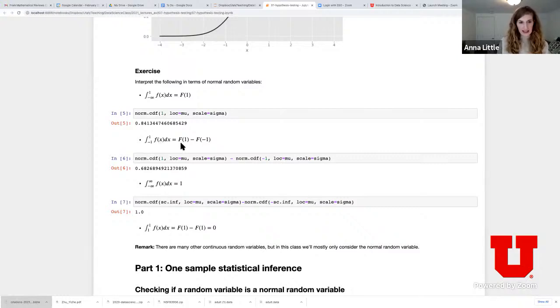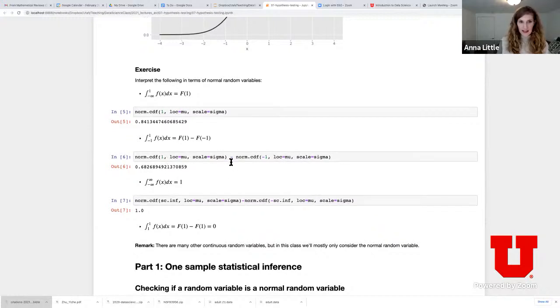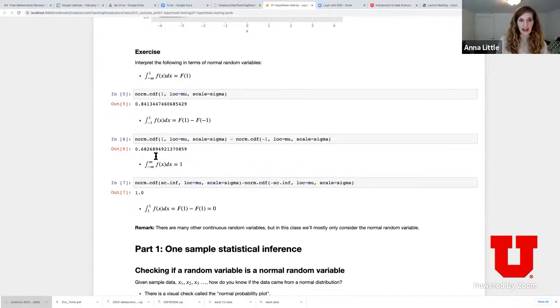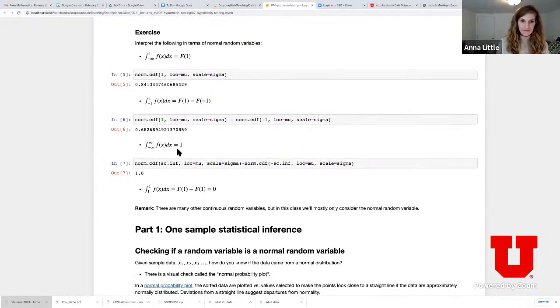So this is the CDF evaluated at 1 minus the CDF evaluated at negative 1. And again, using the norm.cdf, I see that this is 0.68. The 68% chance of being between minus 1 and 1. And actually, this 68% chance is universal for any mean and standard deviation. The probability in a normal distribution of being within 1 standard deviation of the mean is always 0.68.